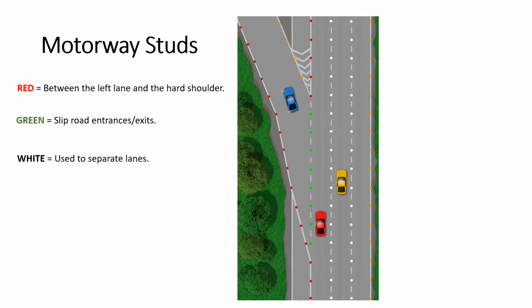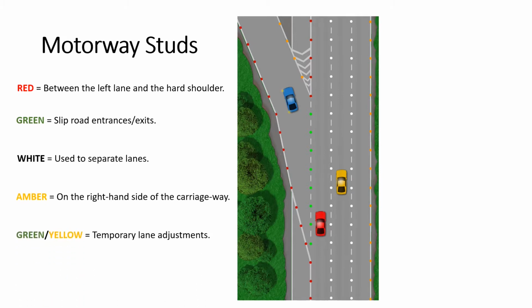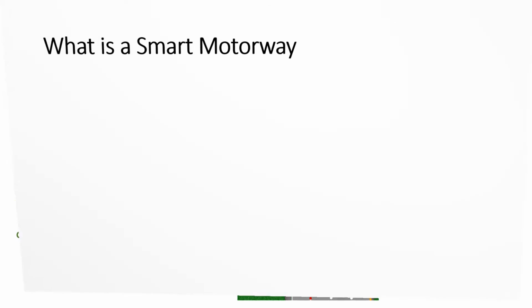White, which we use to separate lanes on the motorway. Amber, which is on the right-hand side of the road. And then we have green and yellow. If you see these, it means there are temporary lane adjustments. Now we're going to look at what a smart motorway is.